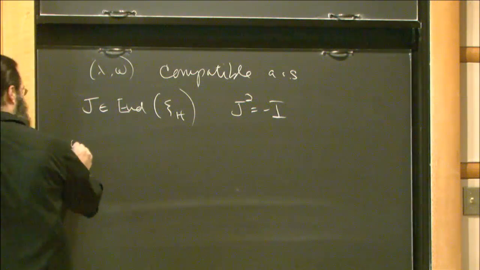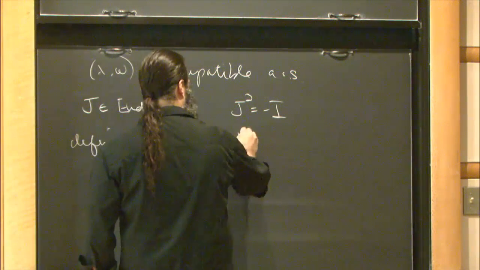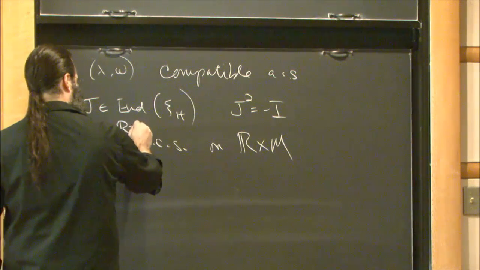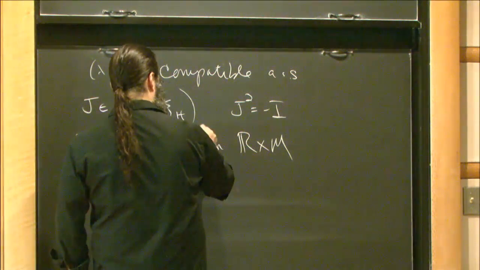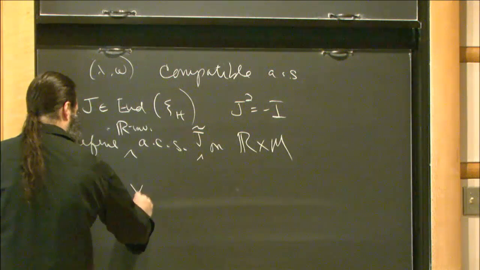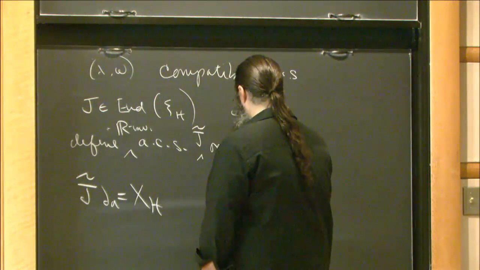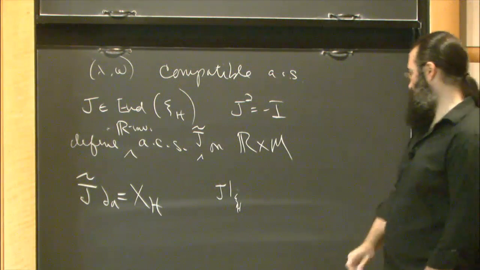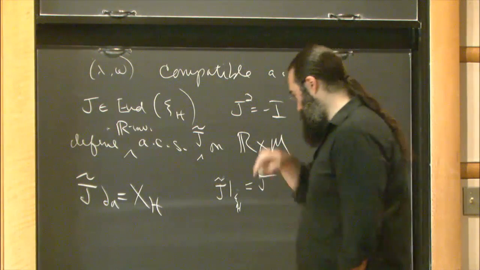And then we can define an almost complex structure on R cross M, define an R-invariant almost complex structure J tilde, by requiring that J maps the vertical direction to the Reeb vector field of the stable Hamiltonian structure, and that J restricted to the contact structure, this hyperplane distribution, or the pullback of it to R cross M, is just the complex multiplication we chose on there.